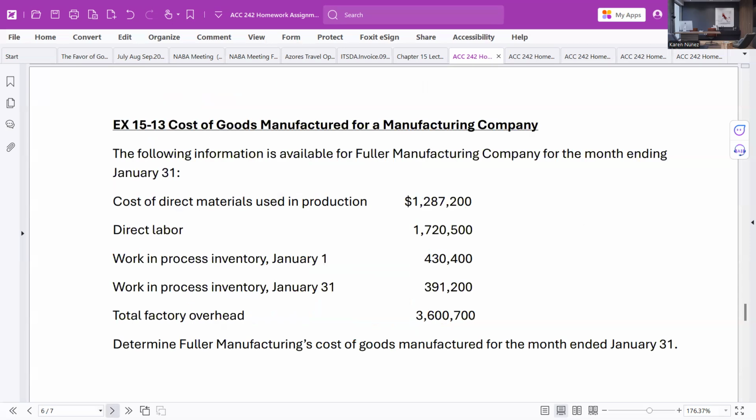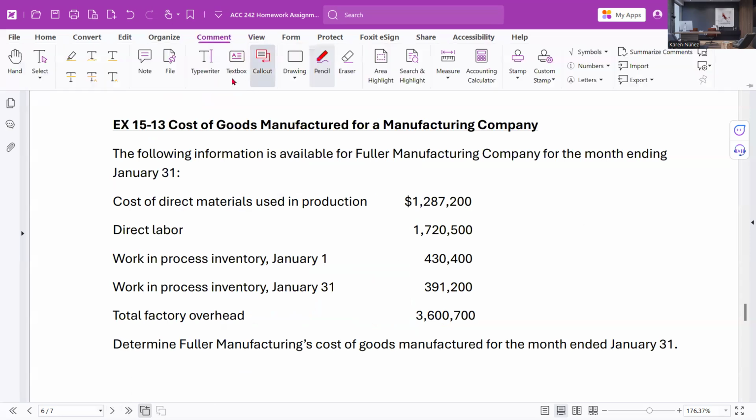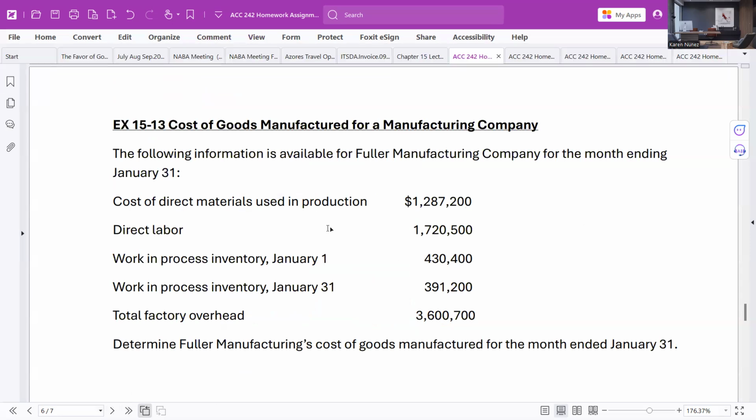Next, let's take a look at the cost of goods manufactured in exercise 1513. So now what we need to be able to do is determine that cost of goods manufactured. Let's work this through one piece at a time here. Again, the focus here is on the work in process inventory account.